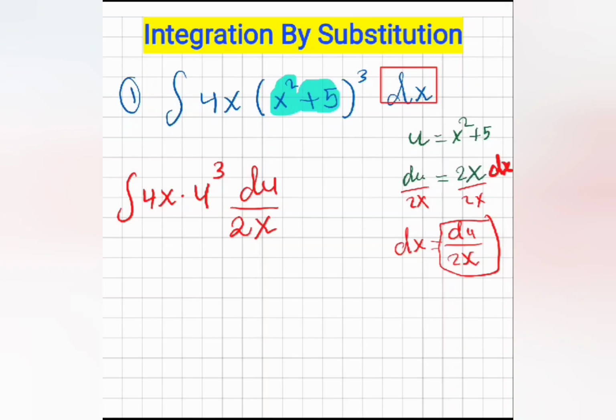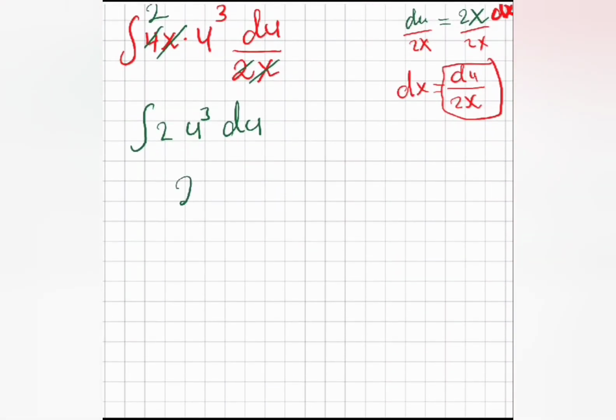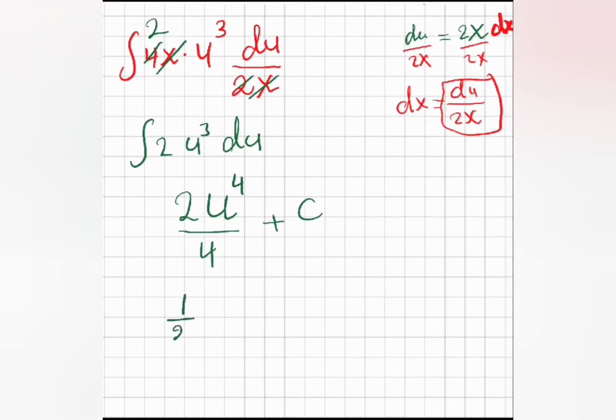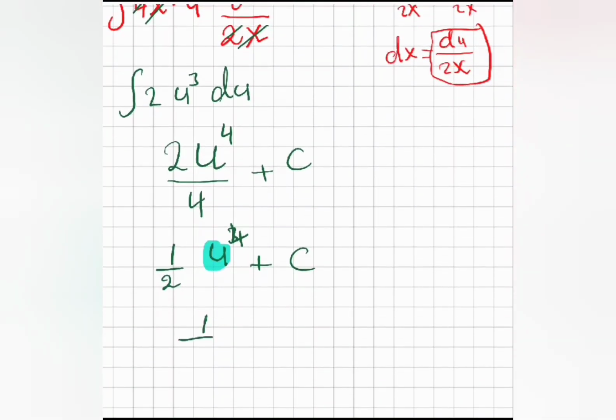So here we can cancel x. 4x divided by 2x is 2. So it's 2 times the antiderivative of u to the third. Using the power rule, it's going to be 2 times u to the fourth over 4 plus c. Now 2 over 4 is 1/2. So it's 1/2 u to the fourth plus c. The last thing you need to do is replace u with what it equals, and that's x squared plus 5. So this is the answer.